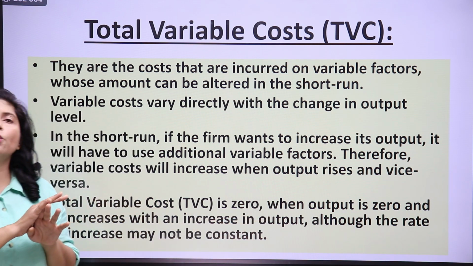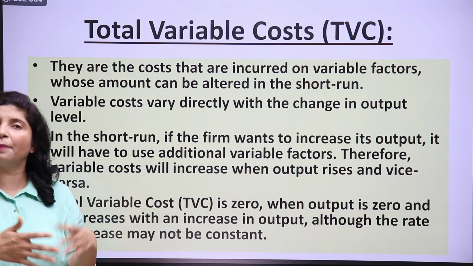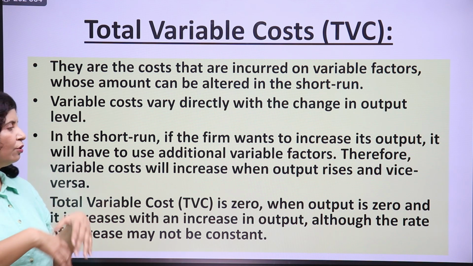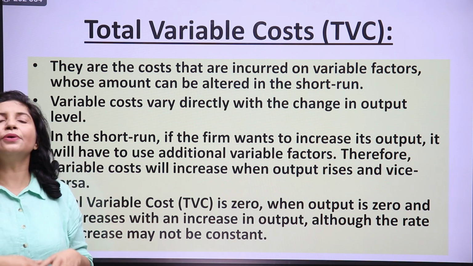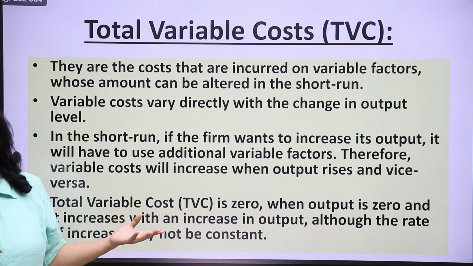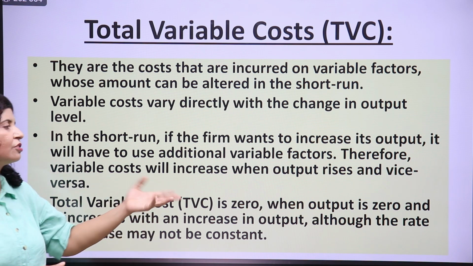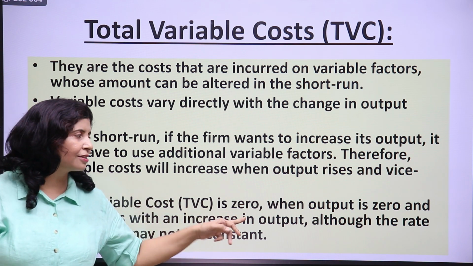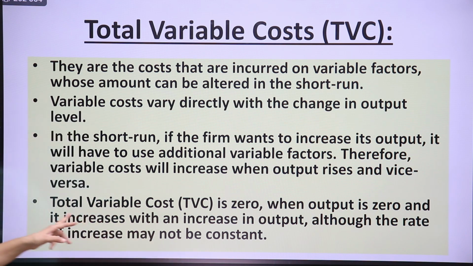Okay? So, if you don't want to produce anything in your factory, in your bakery, you don't have to buy any variable inputs or raw material, then your cost is zero. Okay, total variable cost is zero if output is zero. You don't produce anything, you don't incur any cost.